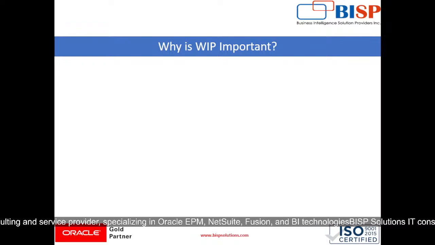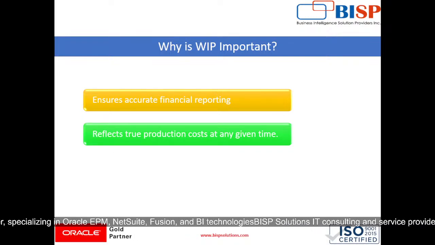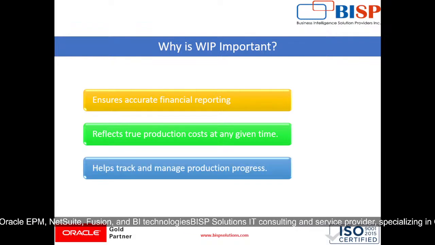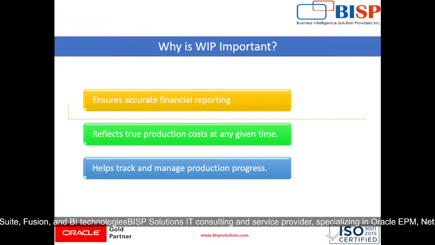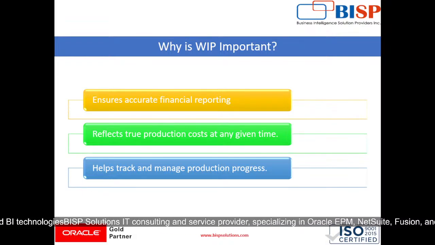So why is WIP important? Because it ensures accurate financial reporting, reflects true production cost at any given time, and it helps track and manage the production process. So for example, if 1000 units of mobile phones are in the assembly stage, WIP accounts capture the materials, labor and machine cost until the production is made.